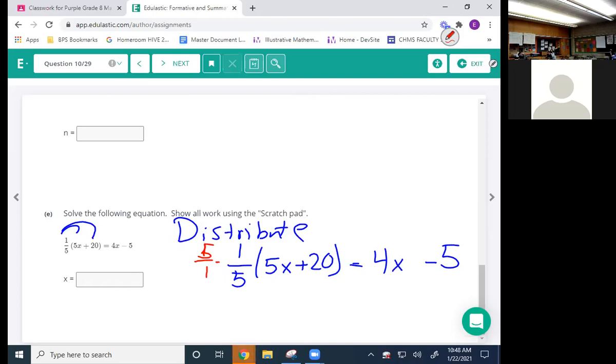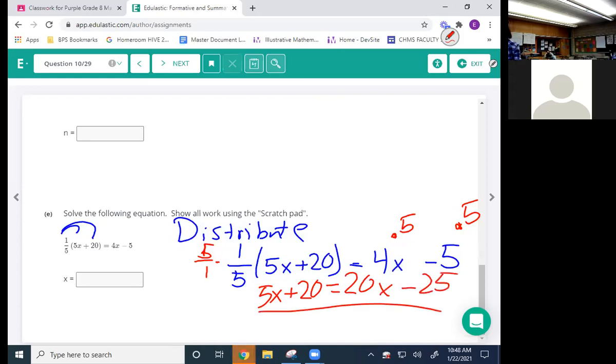Multiply, so that's equal to 5. So I would multiply this by 5, multiply this by 5. If you multiply by the reciprocal, you multiply each piece individually. Good. So then you would get 5x plus 20 is equal to 20x minus 25. There we go. And then if you were to distribute, it would make it a lot smaller because we're multiplying by a fraction. It would be like x plus 4 equals 4x minus 5.